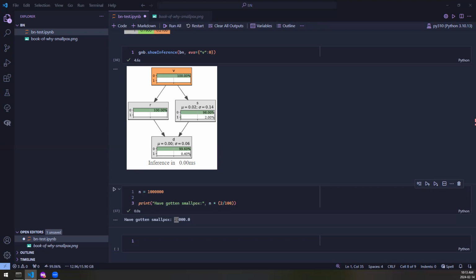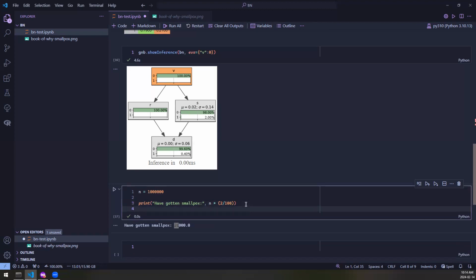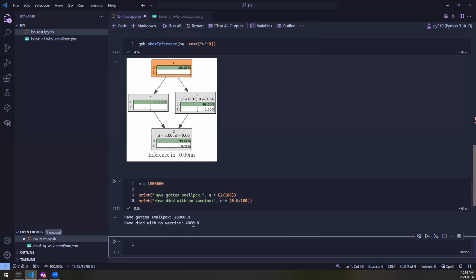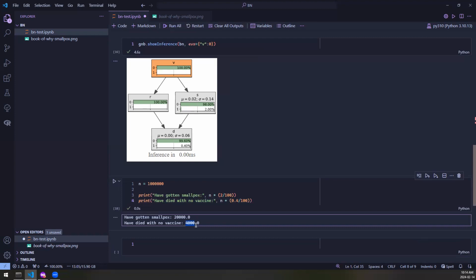How many have died by not taking the vaccine? So these correspond, according to our graph, to 0.4%, right? 0.4%. So let's just run. And then we have 4,000 children would have died without vaccination.